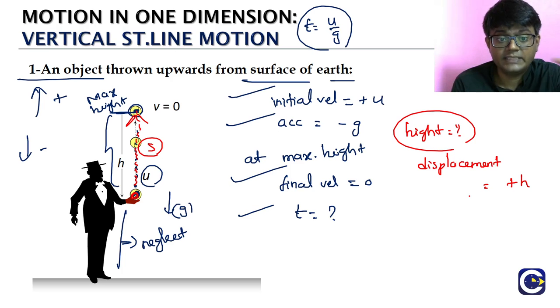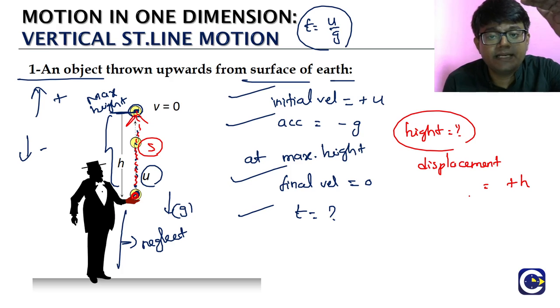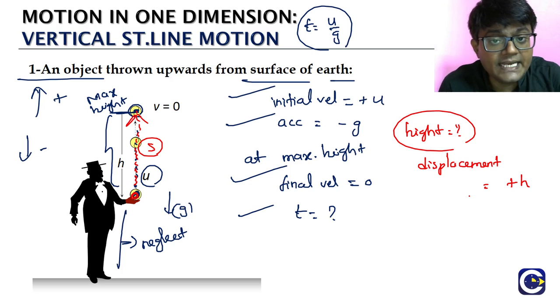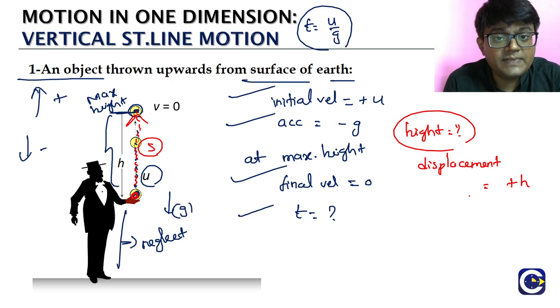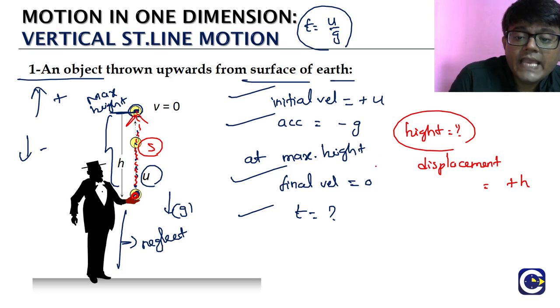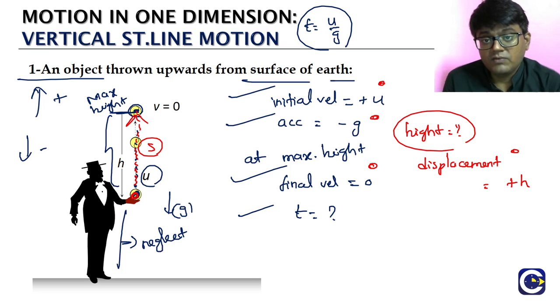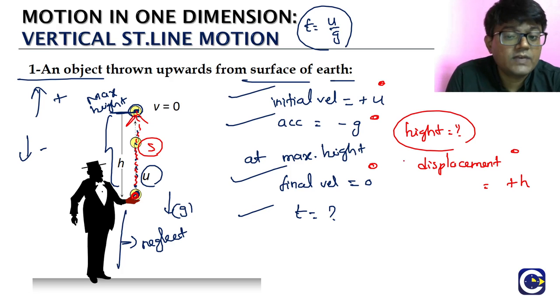You have to be clear about the sign convention, because from the surface it is going to the height. Look at the displacement direction: upwards. So if it is going to a height h, in the sign convention we will have to use the displacement as plus h. Now you see, we have initial velocity, acceleration, and final velocity. We want to relate them to displacement. What is the equation we have?